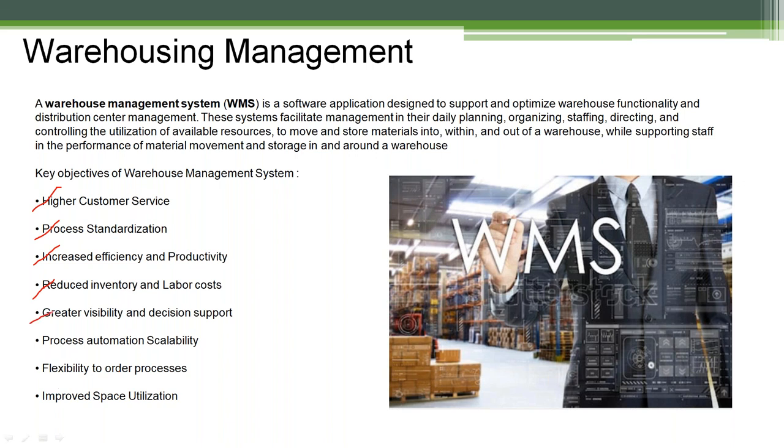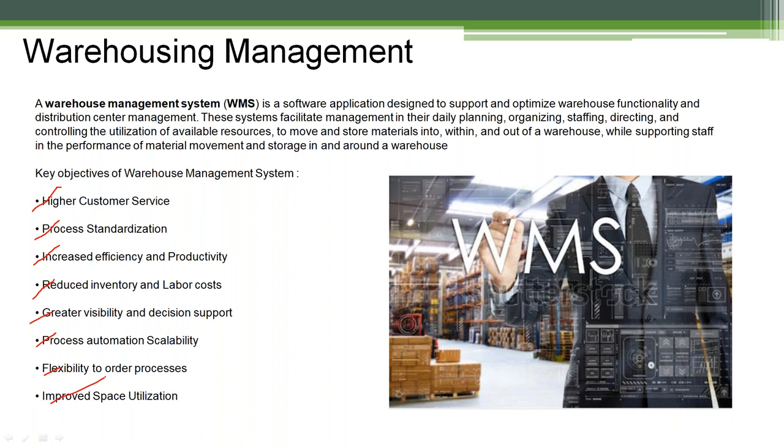So visibility and decision support, there are a lot of KPIs and a lot of tools available in S4HANA now, which will help us to achieve greater visibility and help us in making decisions. As I said, automation, scalability is there, flexibility, and space utilization. This is all related to the warehouse being more efficient in delivering the customer requirements.